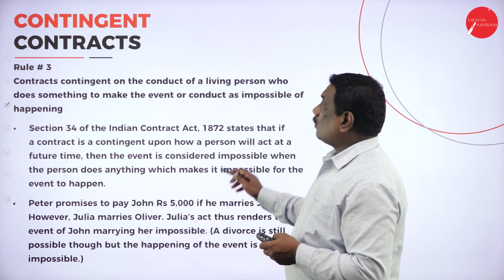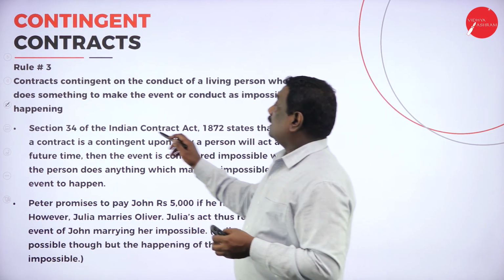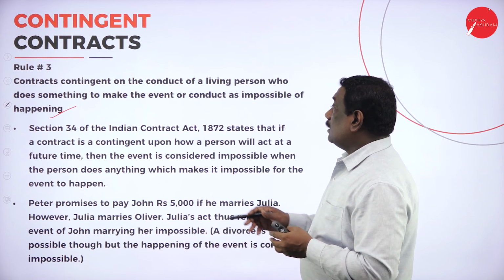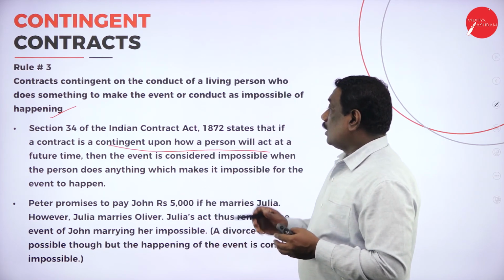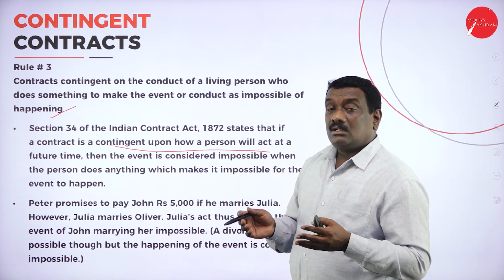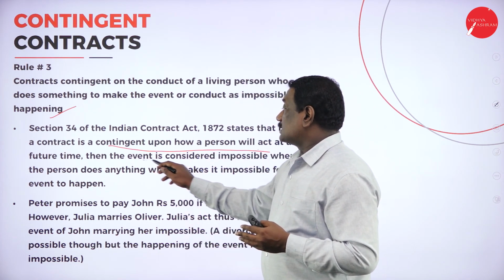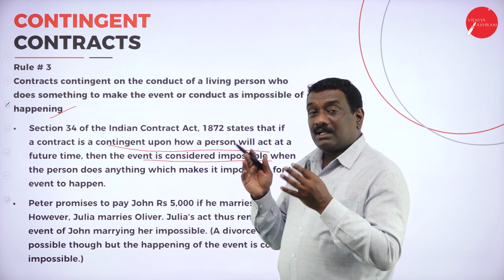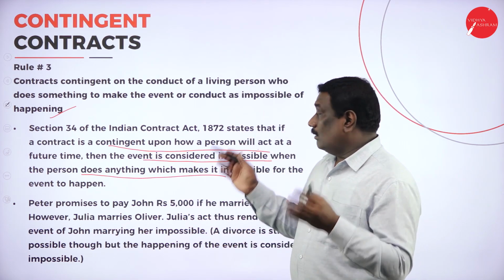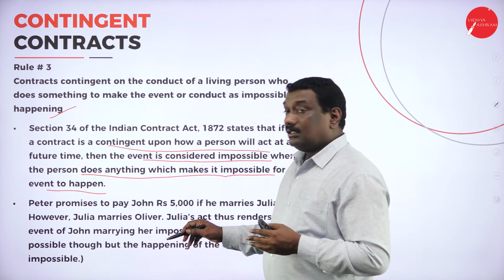Rule 3, contingent contracts on the conduct of a living person who does something or does not, or where the event becomes impossible. Under this particular Contract Act of 1872, it says the contract is contingent upon how a person will act at a future time. Now if I am making some contract on how I am going to act in future, then the event is considered impossible when the person does anything which makes it impossible for the event to happen. I'll give an example, you will understand better.